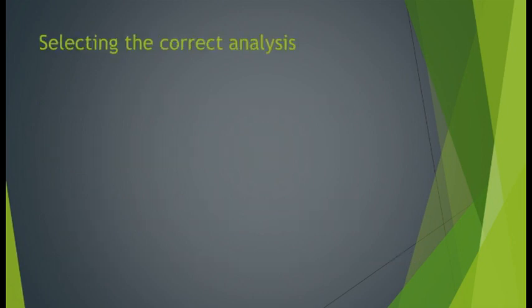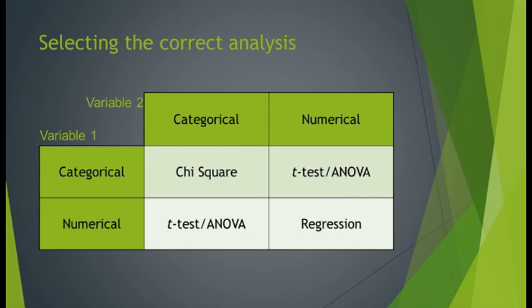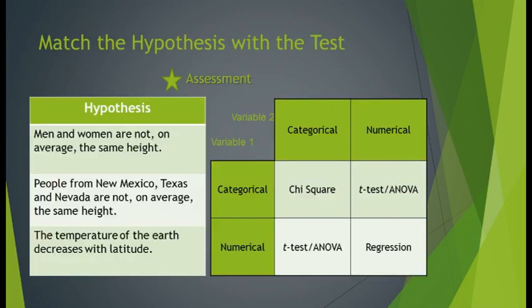Earlier, we went over how to determine the type of data you have, but not how that relates to which analysis you should run. This graphic should help you with that choice. Match the hypothesis with the appropriate test, thinking back to what we have gone over. Feel free to pause this video to work this out. Let's go over which test would be most appropriate for each of these hypotheses.